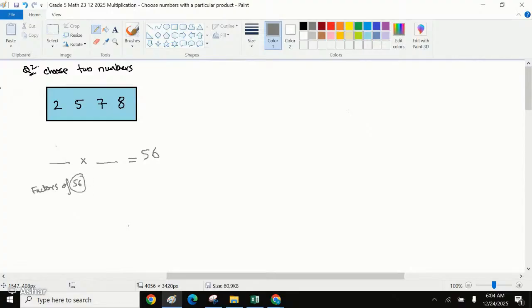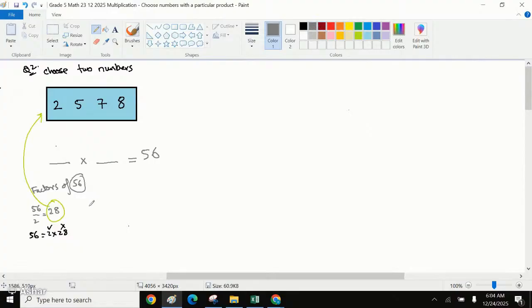56 can be divided by 2, right? That means 56 can be divided by 2. 56 divided by 2 is 28, right? But can we see 28 in this box? We cannot see 28 in this box, because 56 is equal to 2 multiplied by 28. We have this number, but we do not have 28. Let's look at the next number.